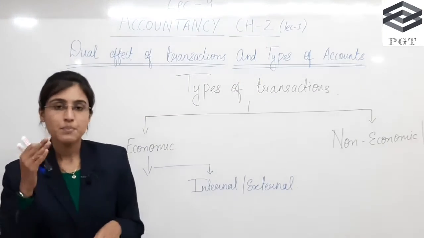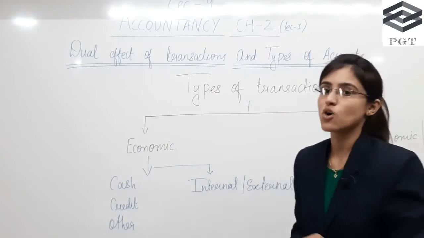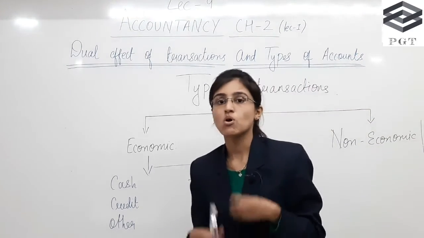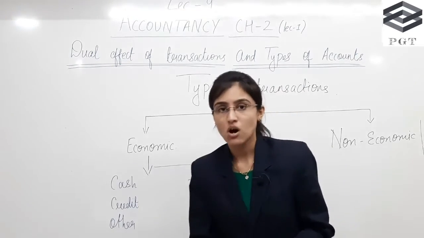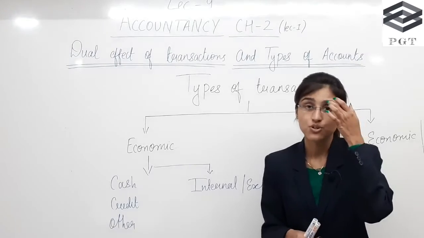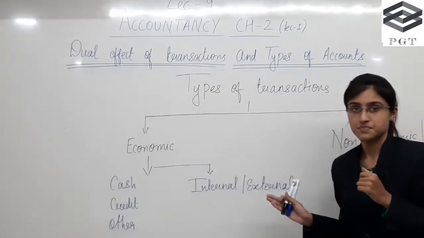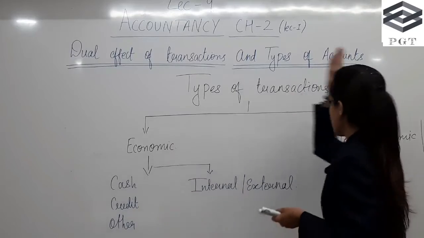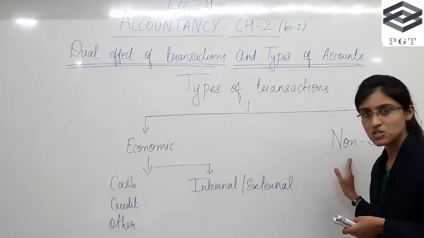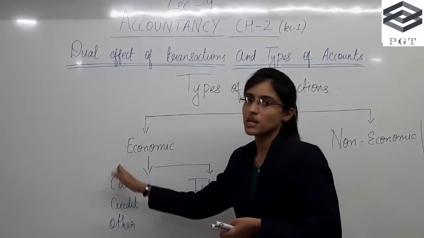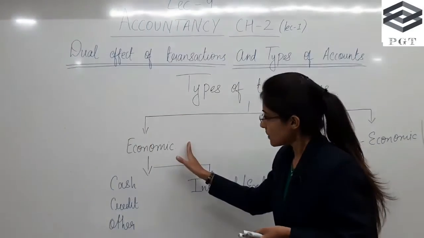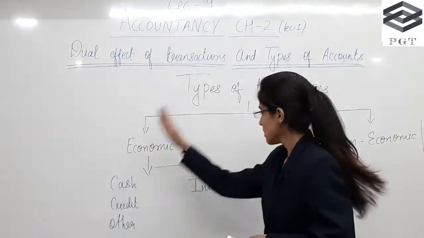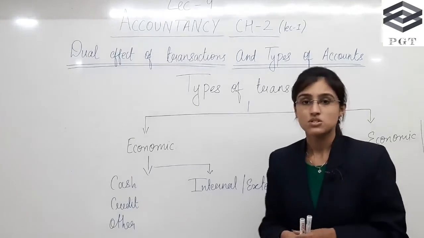I repeat, we are understanding the topic about types of transactions. For that, you should be aware what actually a transaction is, which is taught in chapter 1. Now, its types: economic, non-economic, measured in terms of money, not measured in terms of money. Which type of transactions are recorded? The one which can be measured in terms of money and should be a business transaction. Economic transactions are further classified as cash transaction, credit transaction, other transactions, and also internal and external transactions.